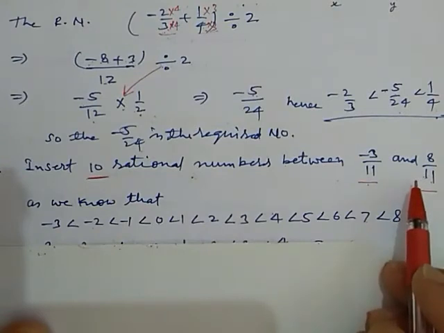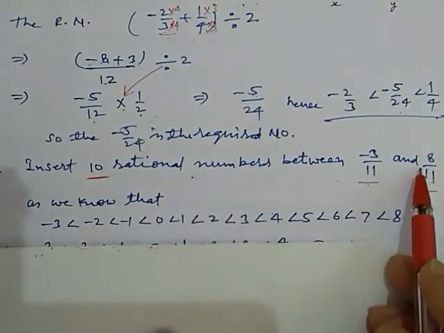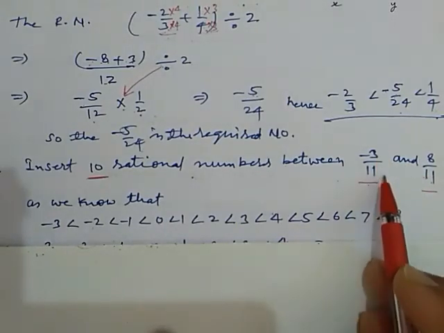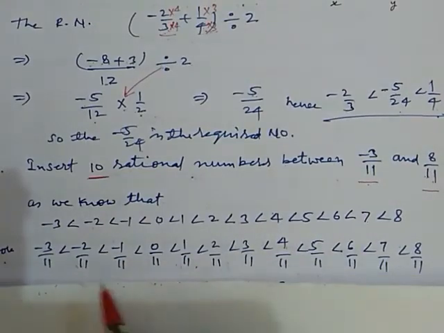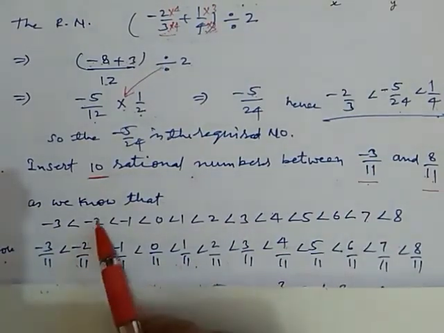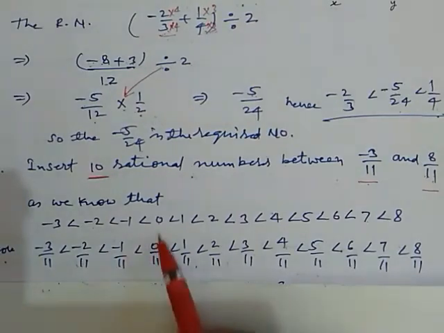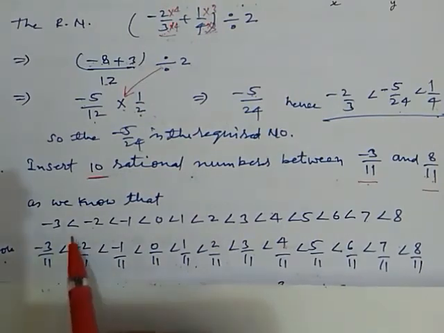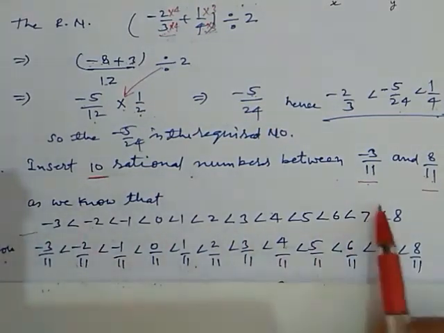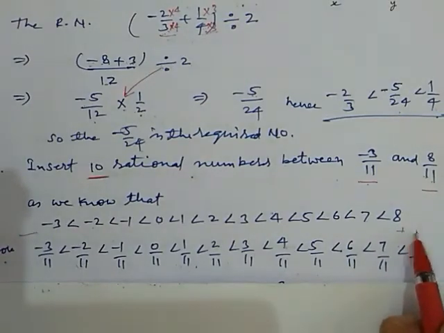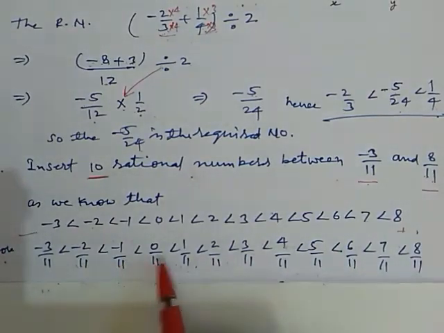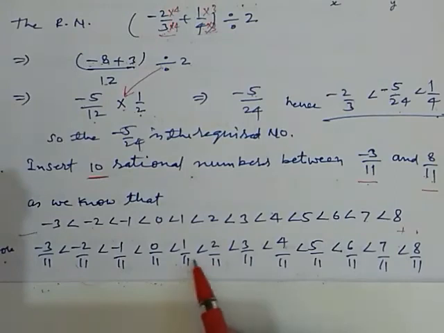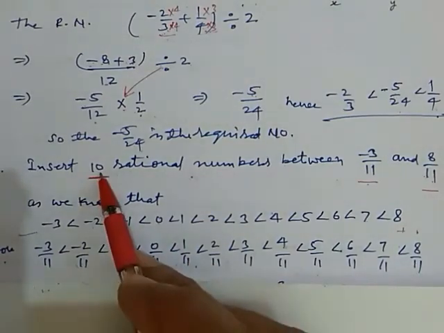So no need to multiply. They already have 10 fractions, each of 1 by 11. So write down this way: minus 3 by 11, minus 2 by 11, minus 1 by 11, 0 by 11, 1 by 11, and check that this side is the negative side and this is the positive side. So when we proceed to the positive side, the numbers become greater. So we put the greater sign. Always remember. So this way we get our 10 rational numbers.